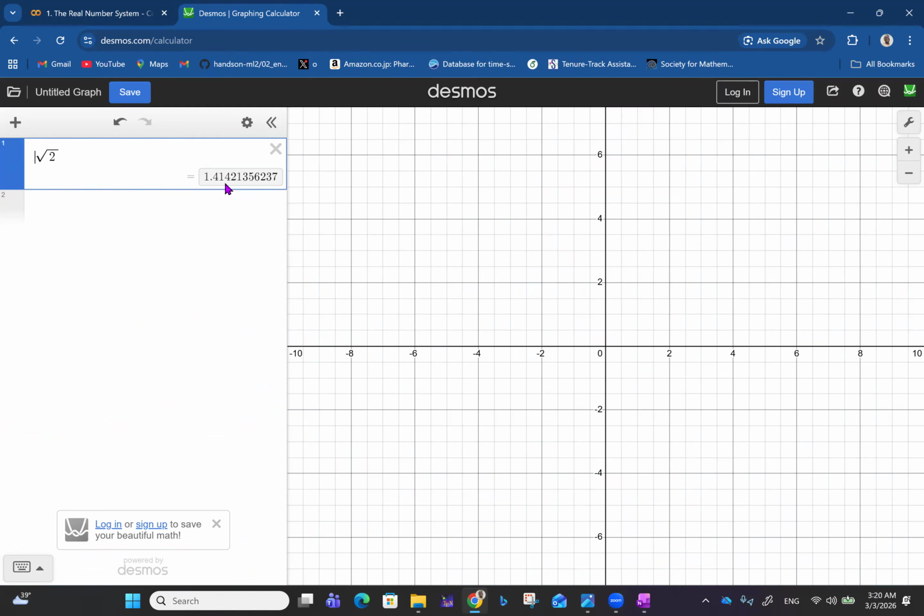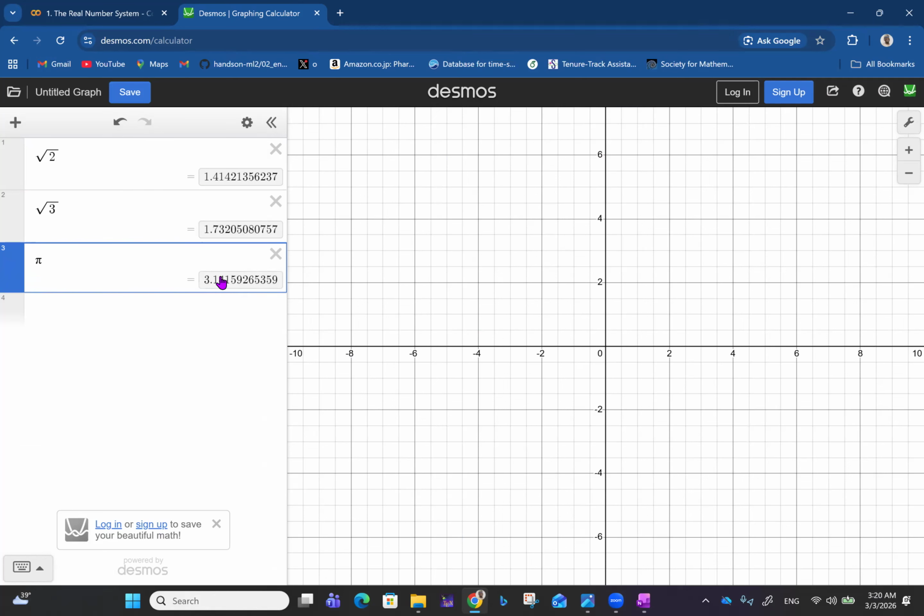So you just have 414213, so no repetition. Same for square root of 3: 1.73205087. It's just going, no repetition anywhere. Then imagine pi. Pi is 3.141592, no repetition. E itself is like that, 2.718, 2818, 2846, no repetition.